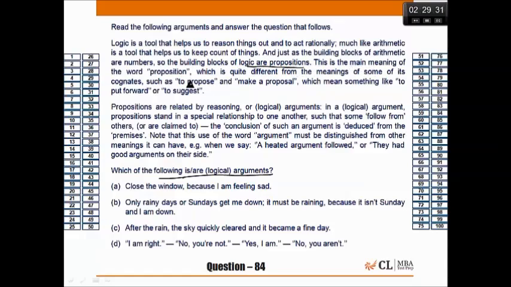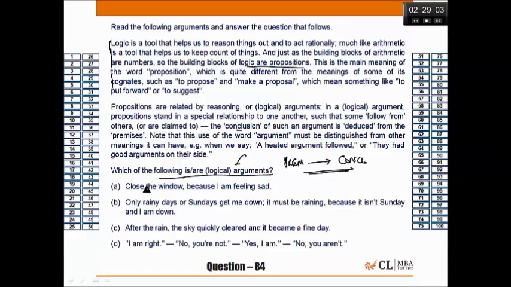The meaning of the word proposition is quite different from the meaning of its cognate, to propose, to make a proposal. This I know, what a proposition is. Propositions are related by reasoning. In a logical argument, propositions stand in special relationship to one another, so that some follow from others. The conclusion of such an argument is deduced from premises. Okay, so basically it's saying what logic is. A logical argument must have a premise, and from the premise arrive at a conclusion.